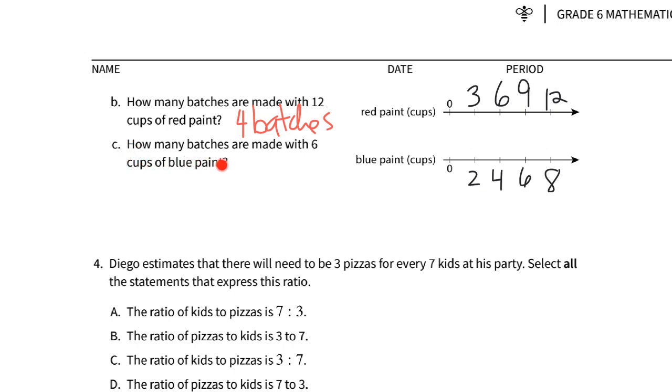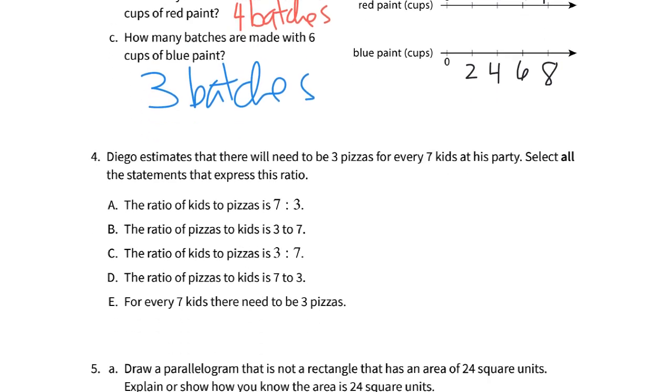And then number C, how many batches are made with 6 cups of blue? So there's 2, 4, 6. There's my 2, 4, 6 right here. And I can see that that's 1 batch, 2 batches, 3 batches. So we can make 3 batches with that 6 cups of blue.